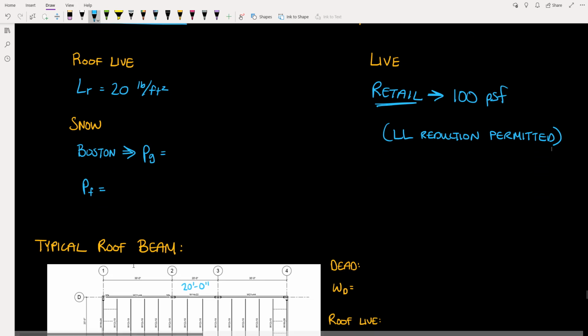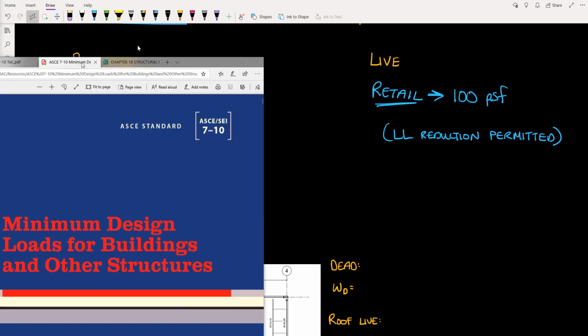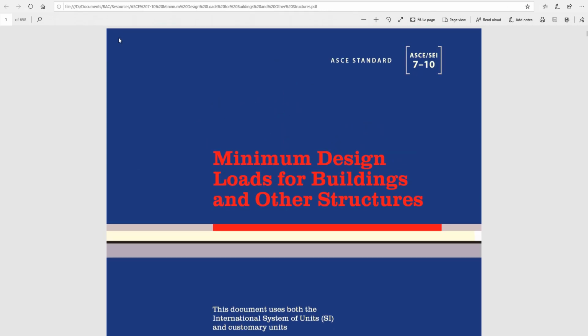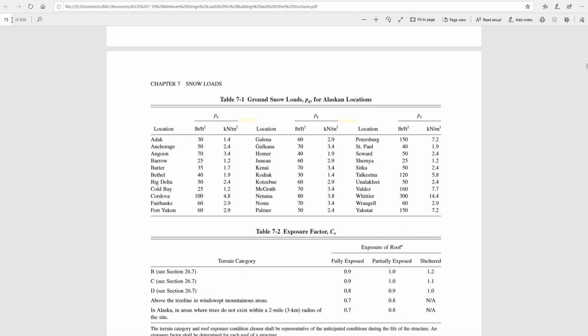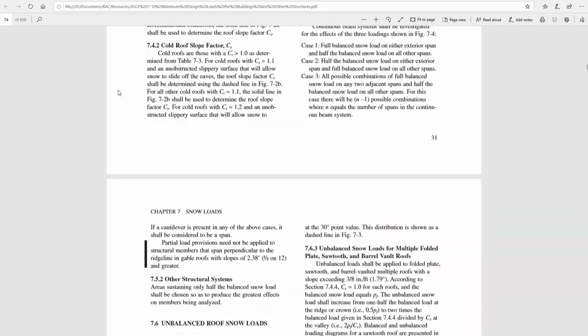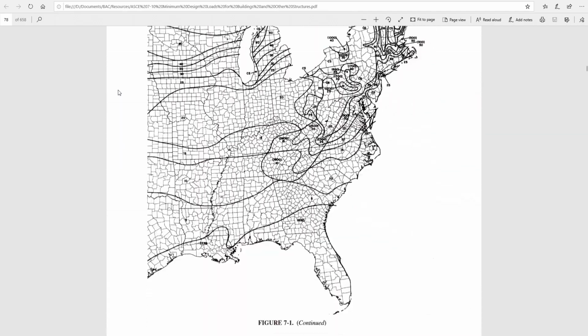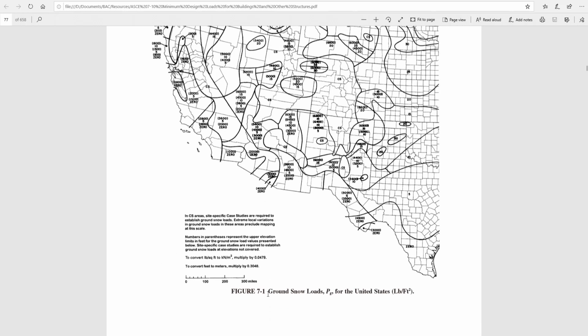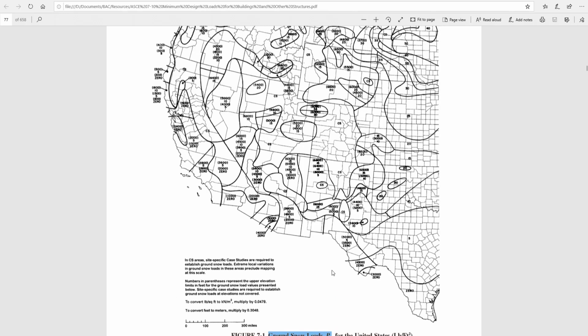Snow load is of course determined by the location of the building, which we've decided will be in Boston. So to determine the snow load on the roof, we turn to this ASCE 7 document, and we go to the snow loads section. And from here we scroll down to the maps. And you can see here that this map, this figure 7.1, says ground snow loads, PG. So ground snow loads are not the same as roof snow loads.